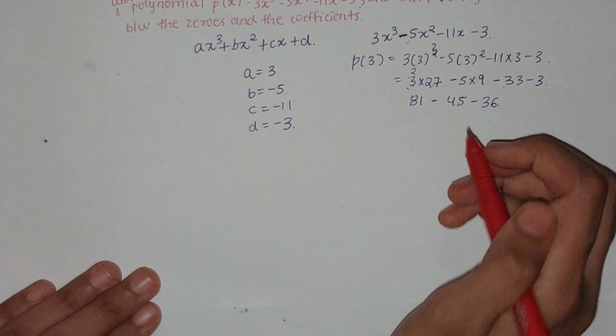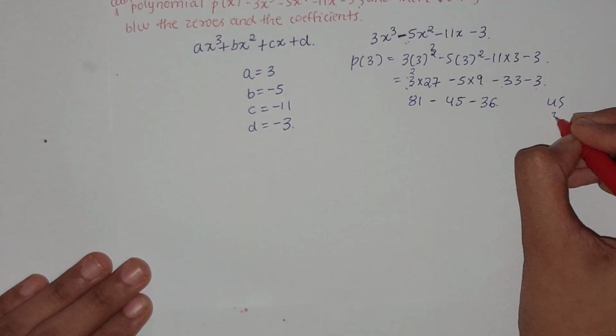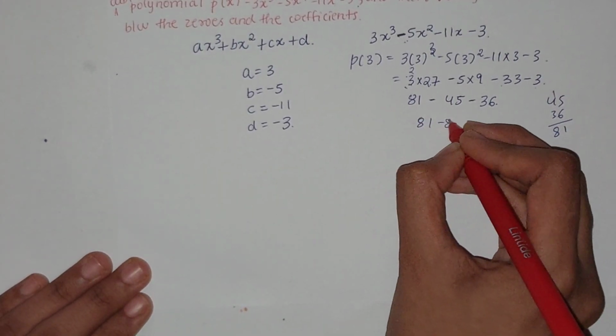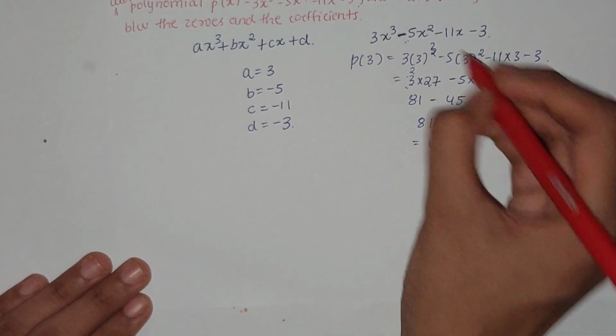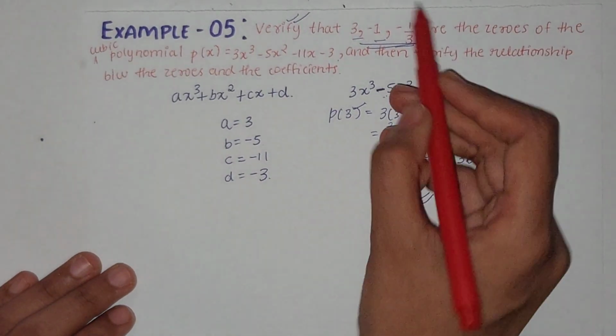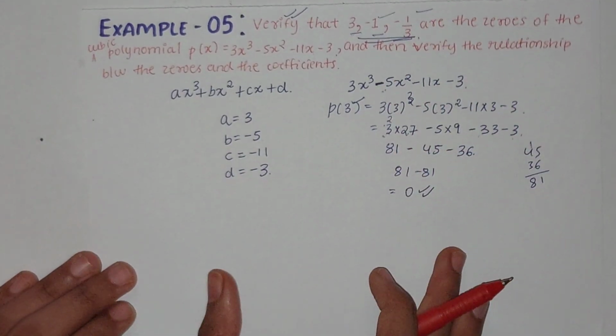So when you solve this, 45 and 36, what happens? 11, 8. So 81 minus 81, which is giving you 0. So yes, 3 is the 0 of the polynomial. With the same method, I'm going to check for minus 1 and minus 1 by 3.